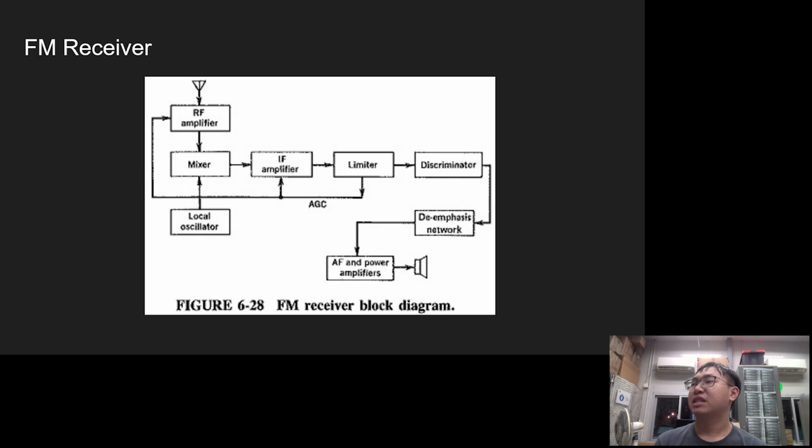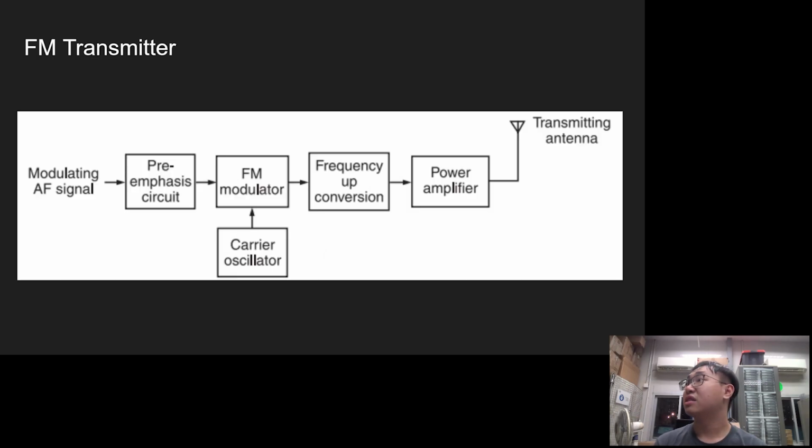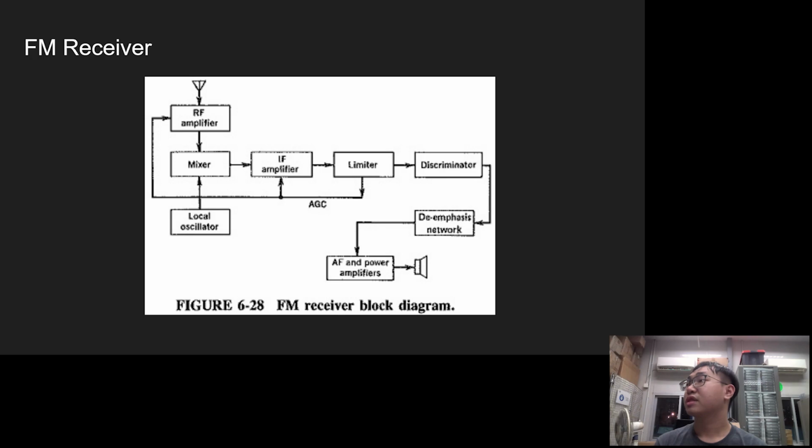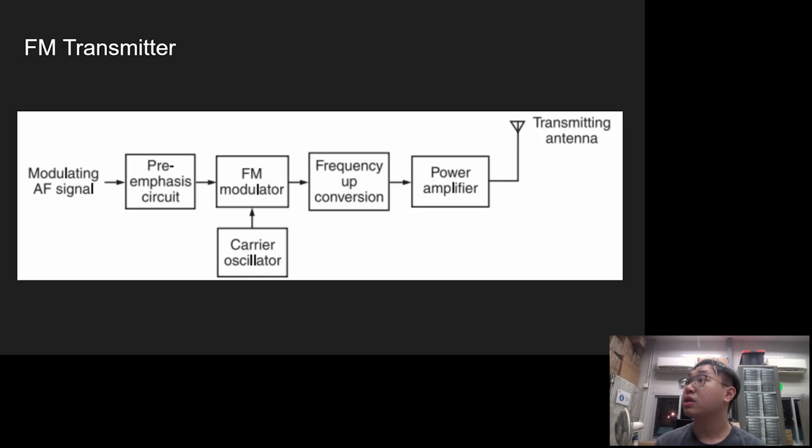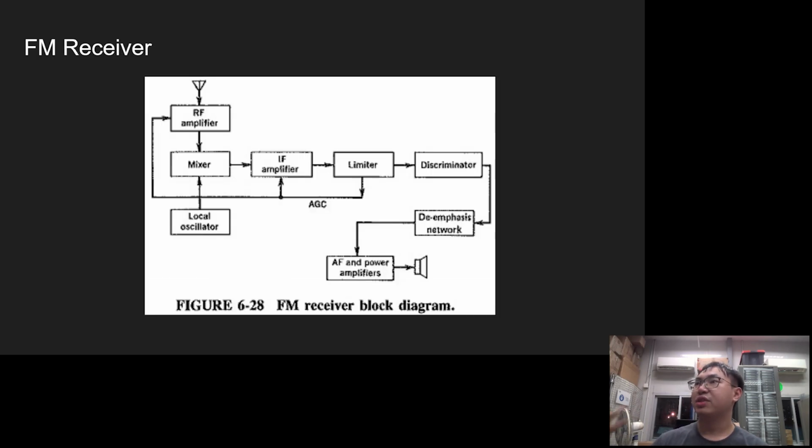The FM receiver looks like this. At this point, they don't call it a demodulator, but they call it a discriminator. But they do the same thing as the demodulator. Limiter. So in AM, you may also have AGC, HEC. Here, they don't have HEC. The limiter is just to prevent the signal growing too large.